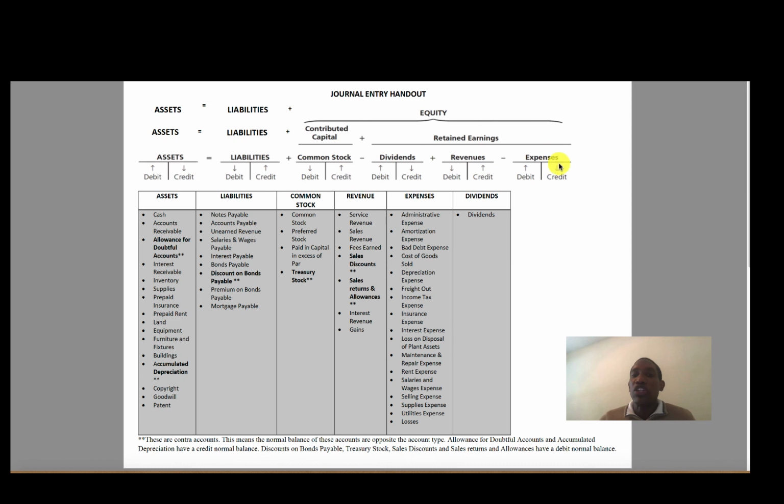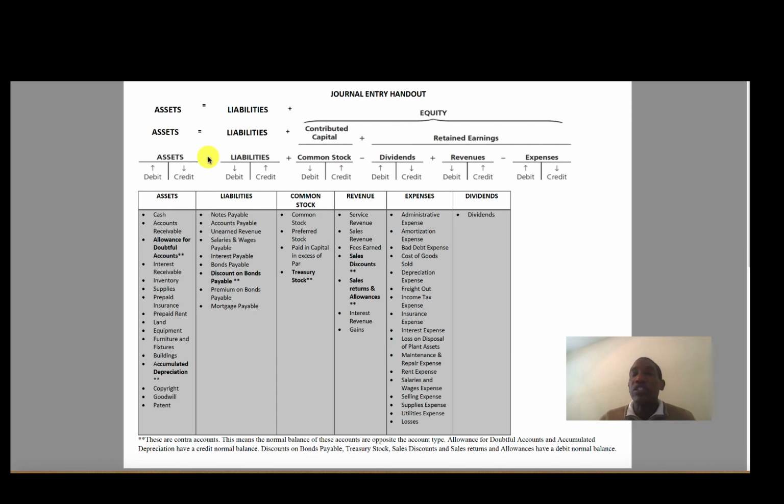And remember, this equation is the exact same thing as the first equation up here. Assets equal liabilities plus equity is the same thing as assets equal liabilities plus common stock minus dividends plus revenues minus expenses. We just took equity and divided it into the contributed capital component, which is common stock, and the retained earnings component, which is revenues, expenses, and dividends. I'll explain more about this handout later, but for now, our expanded accounting equation is assets is equal to liabilities plus common stock minus dividends plus revenues minus expenses.